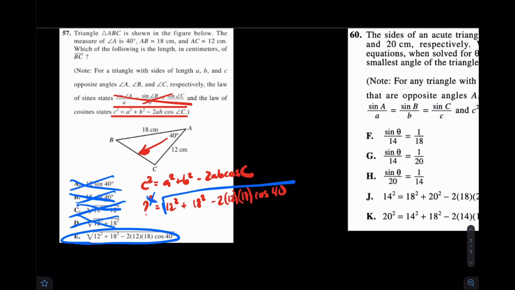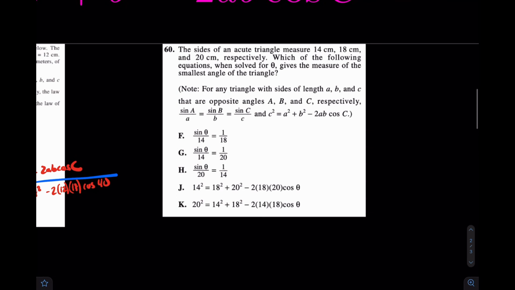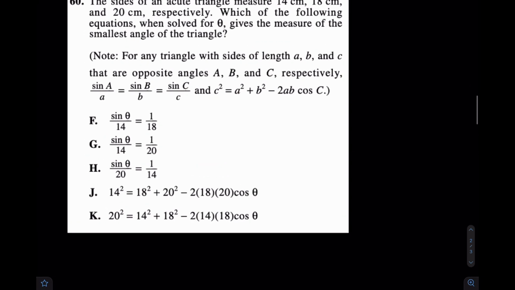Let's try our hardest question of the day over here for this one. This is a number 60 from another test. Take a second to read if you want. It says the sides of an acute triangle measure 14, 18, and 20. Which of the following setups gives you the setup of the smallest angle? Well, let's draw something here just to help us visualize it. We know that the setup is 14, 18, and then 20.